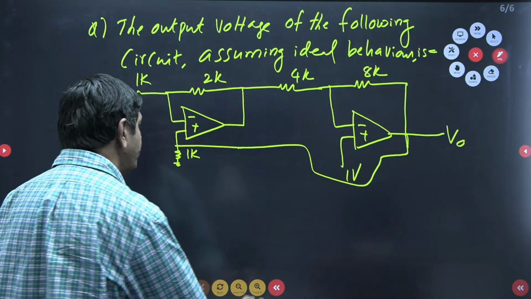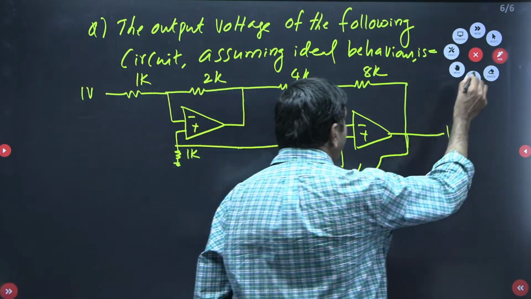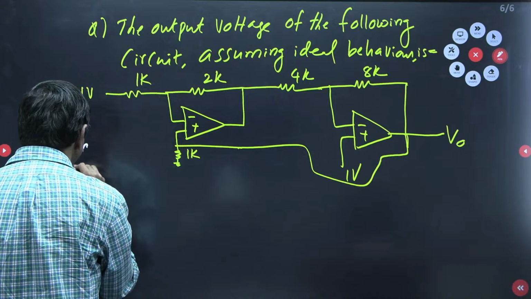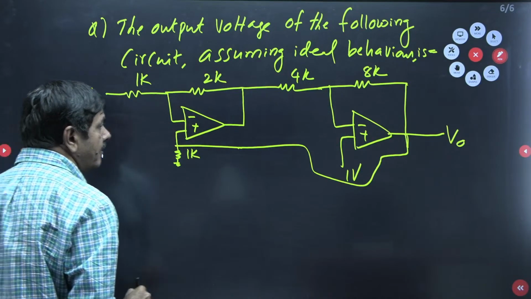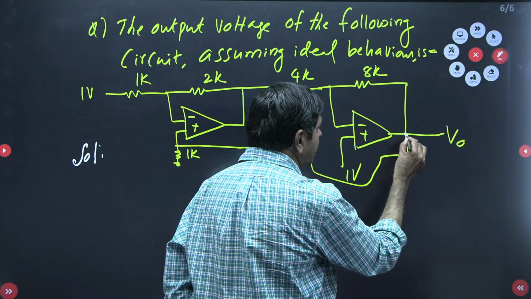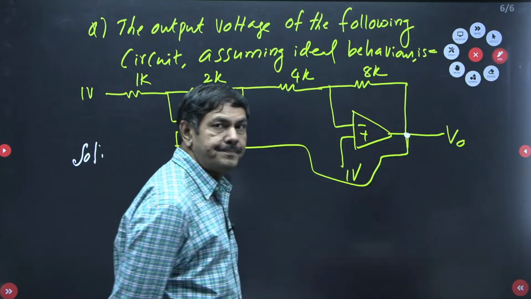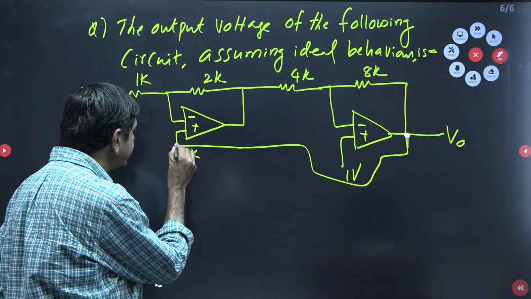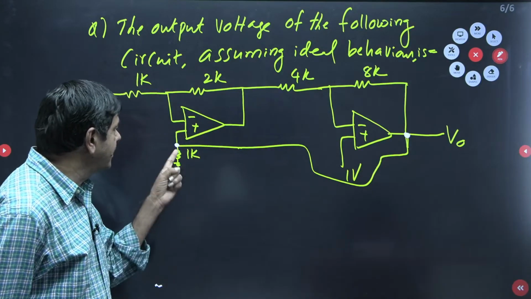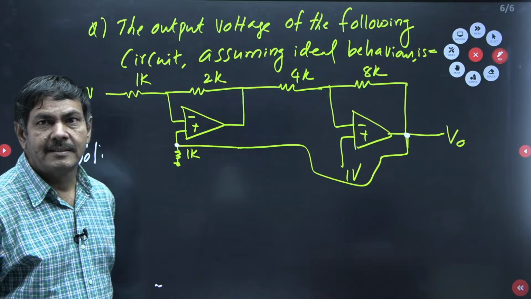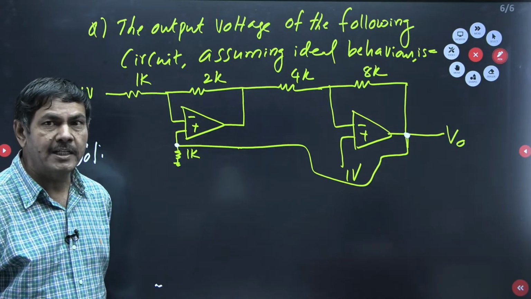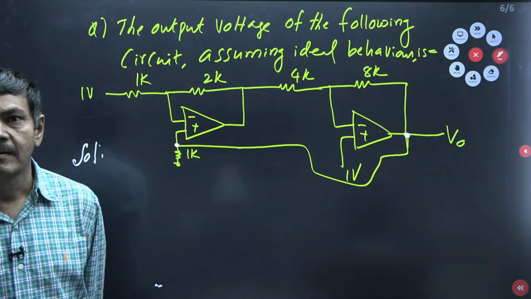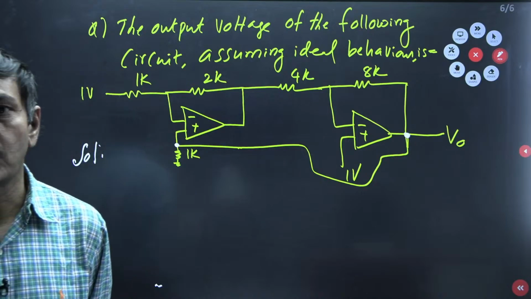I will also do it here now, but I want the solution for this question. You know very well this voltage is nothing but V naught. Can anybody respond? What voltage can exist at this node point?